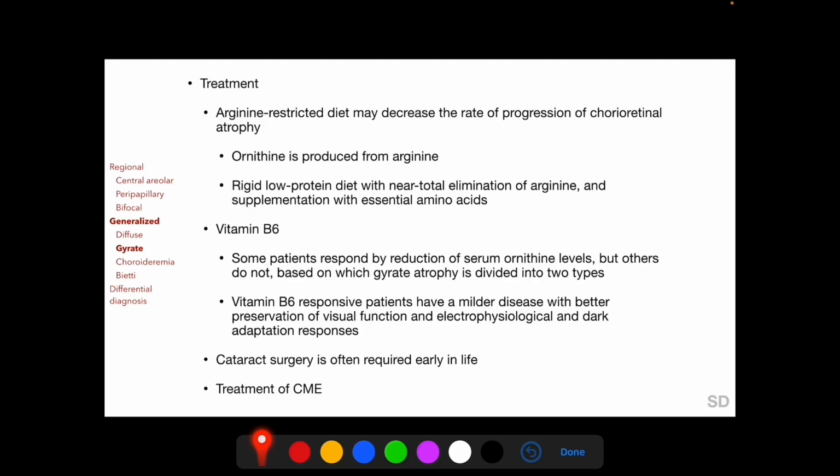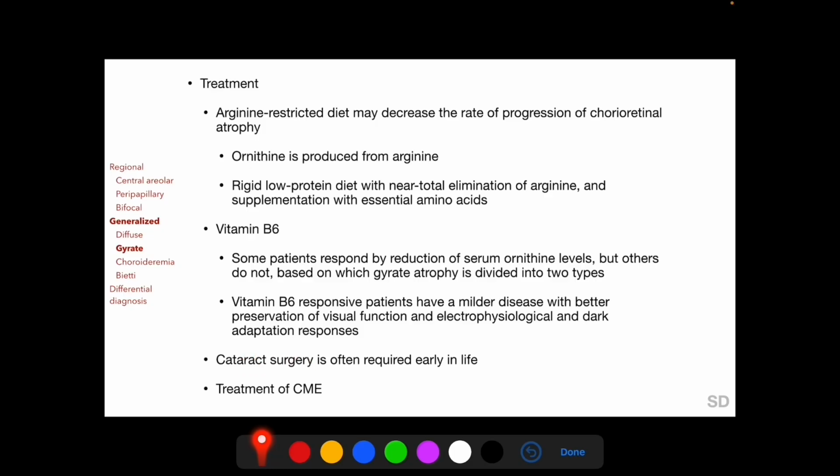And upon therapy with vitamin B6, some patients with gyrate atrophy respond by reduction of serum ornithine levels, but other patients of gyrate atrophy do not, based on which gyrate atrophy has been divided into two types. And vitamin B6 responsive patients have been found to have a milder disease with better preservation of visual function, electrophysiological responses, and dark adaptation responses as compared to patients who do not respond to vitamin B6.